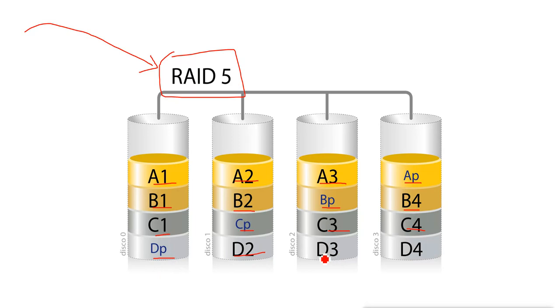What is it doing? It is writing a parity and it is writing it across all the disks. Or we can say, to explain it in a simple way, what it actually does is it uses two disks for striping and one disk for parity.